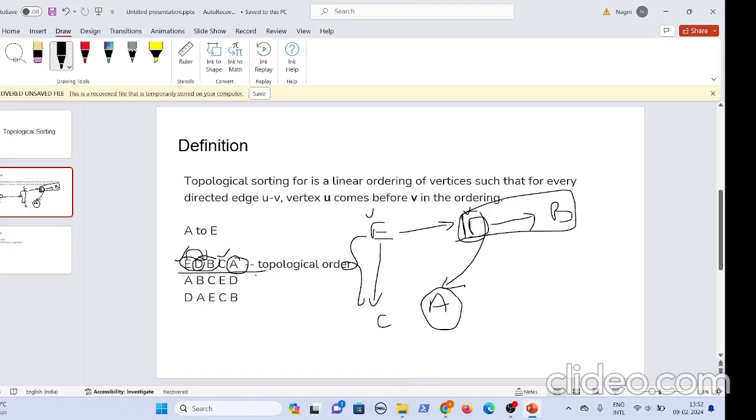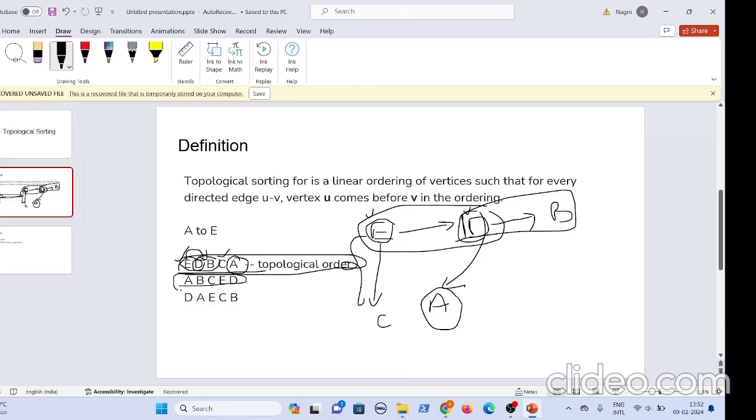So in this particular order, if you take any edge and it satisfies this condition, like if you take any edge and see in the topological order, according to the edges, U comes before V in the topological order like we saw now, then we can consider that as a topological order. Now let us see the second order.